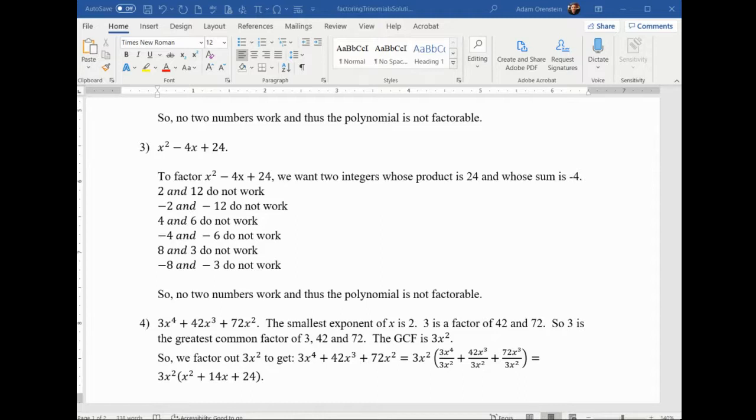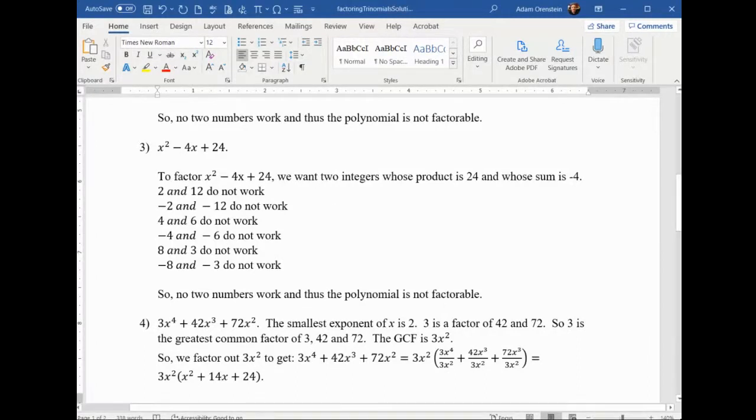4 and 6 doesn't work, right? Because the sum is 10. Negative 4 and negative 6 don't work. Same thing with 8 and 3 and negative 8, negative 3. So no pair of integers is going to work. There's no pair of integers whose product is 24 but the sum is negative 4. So that's also not factorable. Are there any questions on that one? Okay, let's keep going. Number 4 is below.